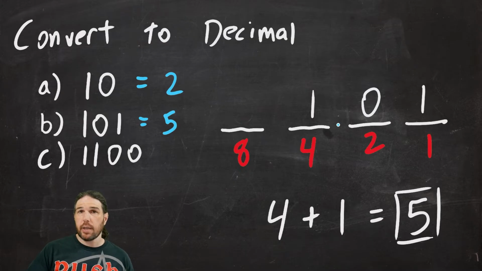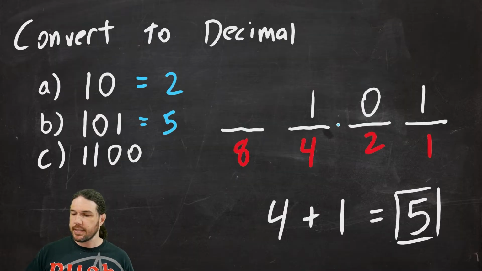101 in binary is the same as 5 in decimal. I hope this is making sense. As always, questions are welcomed down in the comments.